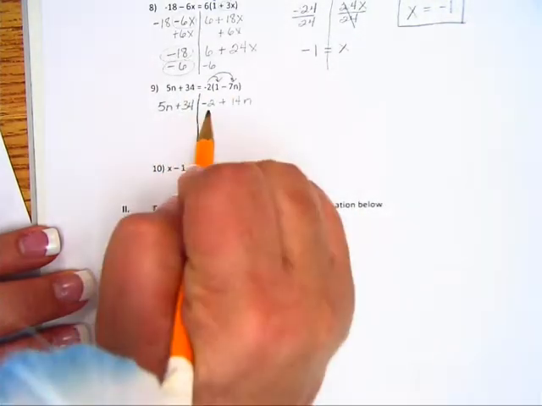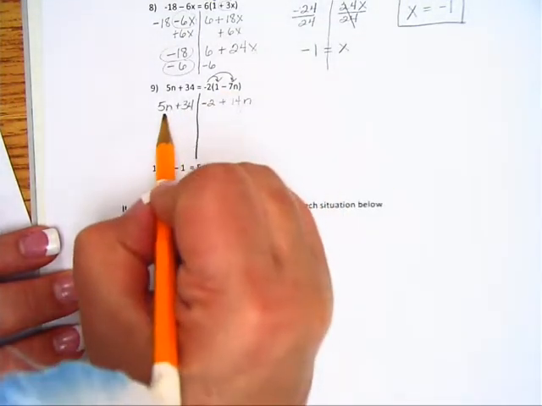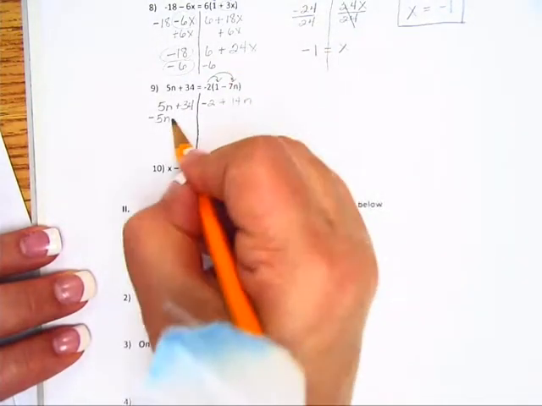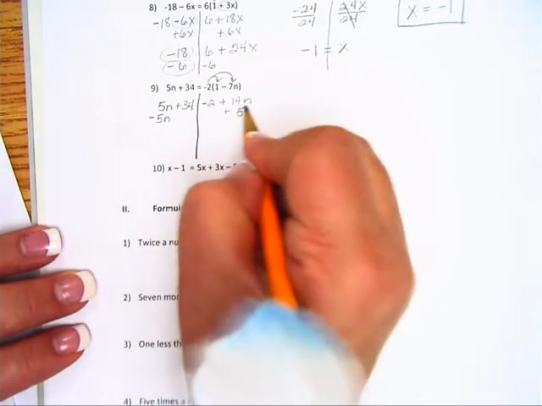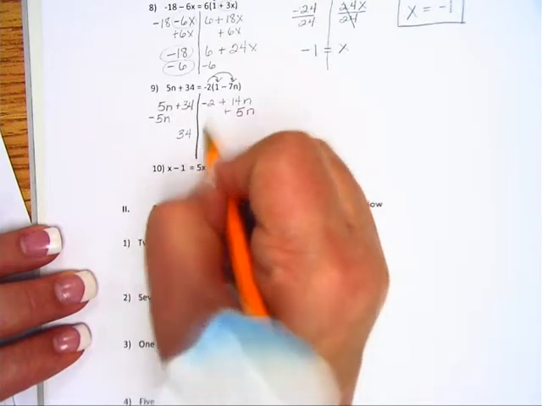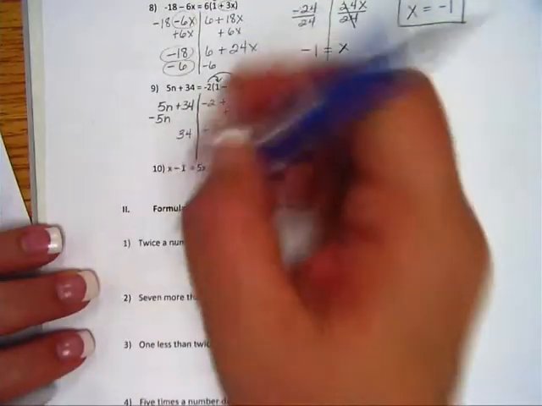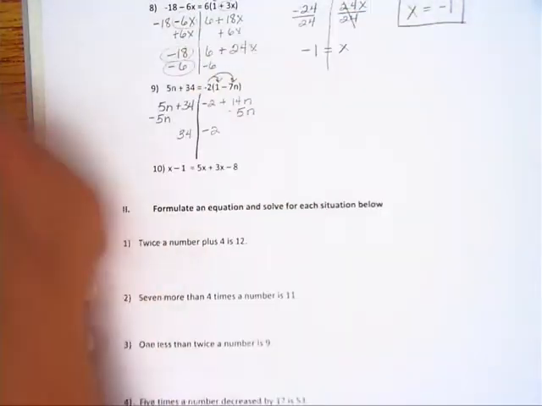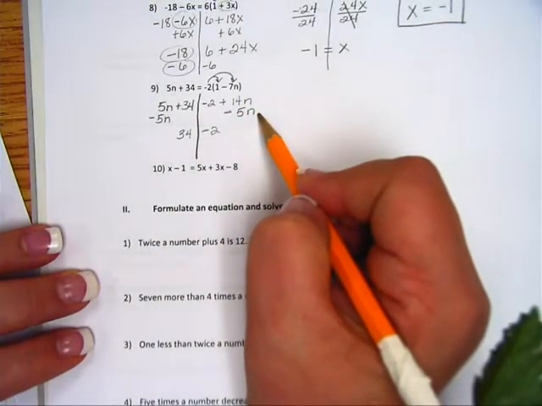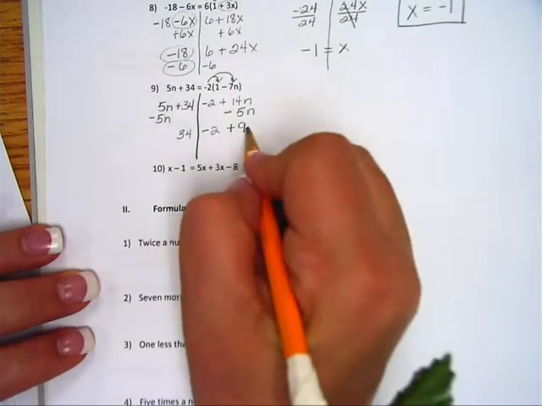Now I've got the two terms that I need on each side. I can start moving my variables to get them on the same side. Now 5n is smaller than 14n, so I'm going to subtract it to move it over to this side. Subtract from here, I have to subtract from here. That leaves me with 34 on this side, negative 2, and then I'm going to combine. Sorry, I added. I need to subtract from here. So a positive 14 combined with a negative 5 is a positive 9n.